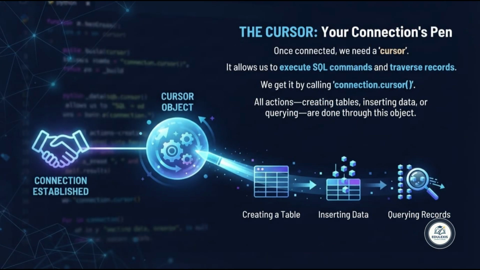Once connected, we need a cursor. A cursor is an object that allows us to execute SQL commands and traverse the records in our database. We get it by calling connection.cursor. Everything we do, creating tables, inserting data, or querying, will be done through this cursor object. It's the pen we use to write our data.